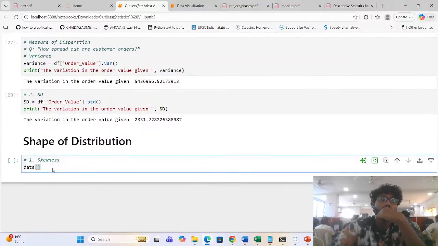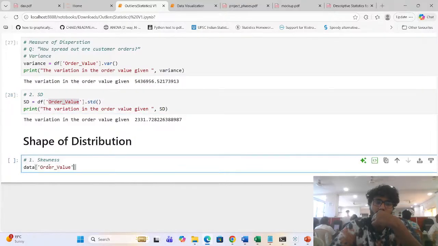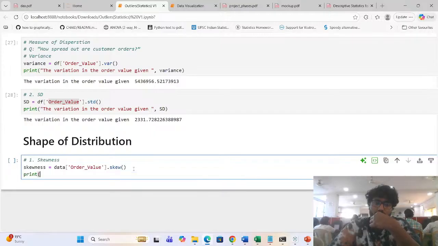So in the data, we have a column called what? Order value. Select the order value, copy paste, and on top of it, you wanted to apply the function called skew. Whatever output you get, you want to save into a variable called skewness. After that, let me print what the skewness is.